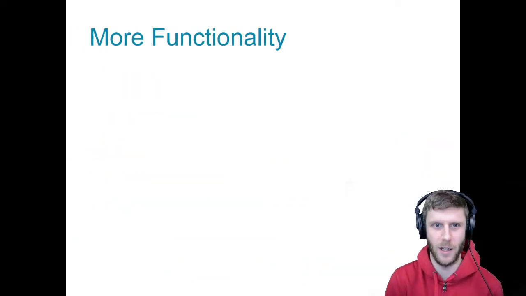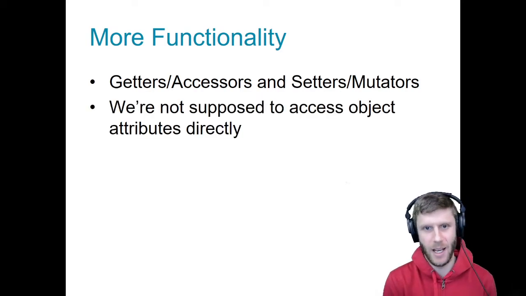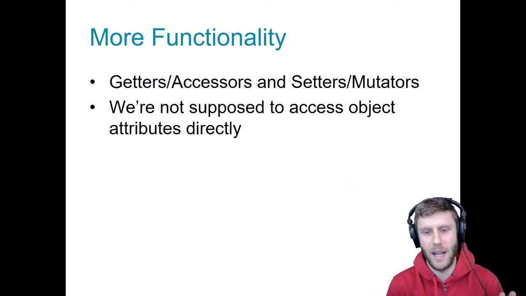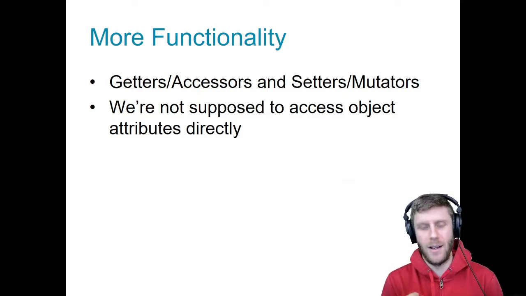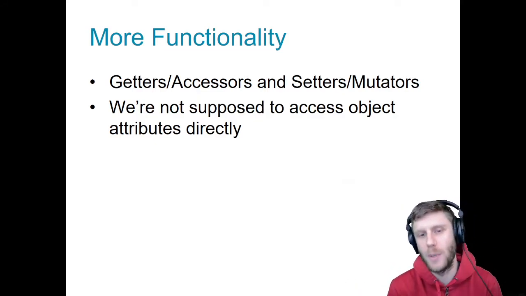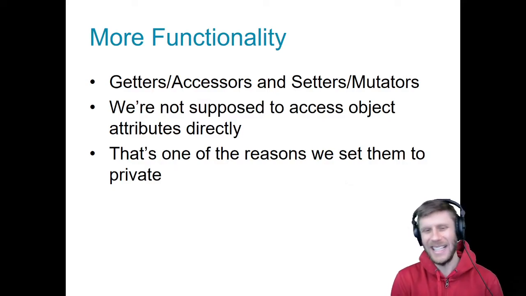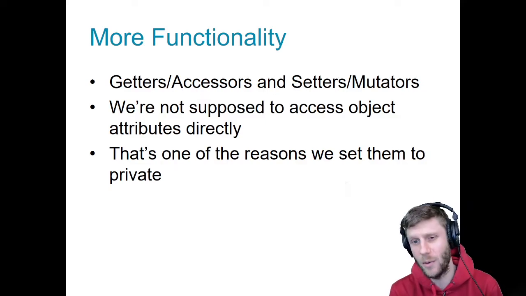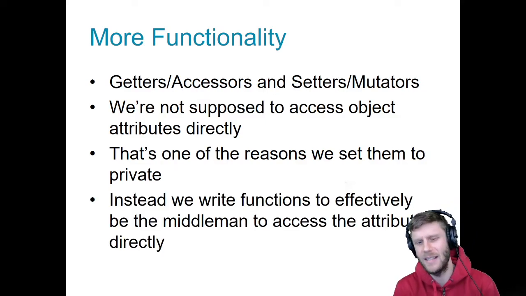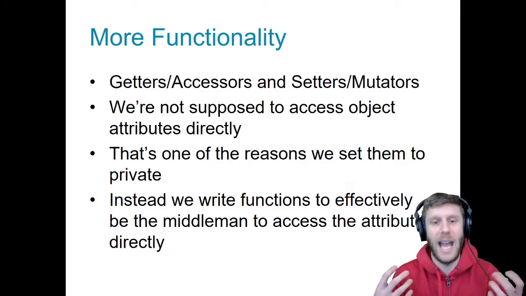Oops, not what I wanted. Okay, more functionality. One of the first things we'll add to our classes as we create them are getters and setters. These are very simple little methods that are used to access and set information within an instance of an object. This would be like setting the attributes to a certain value or getting access to a certain attribute. Because good design would say we're not actually supposed to access attributes directly. And this is one of the reasons why we use that private keyword before. Instead, we write these functions to effectively be the middleman between these attributes. This is how we access them, through these getters and setters.